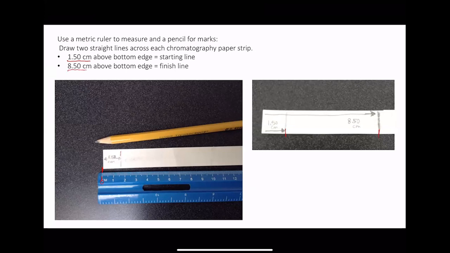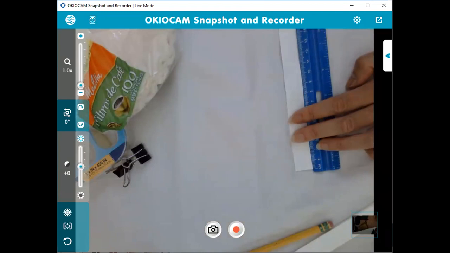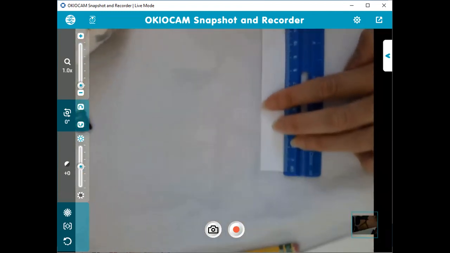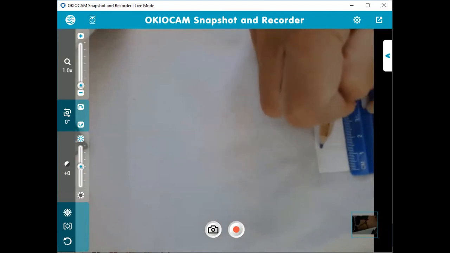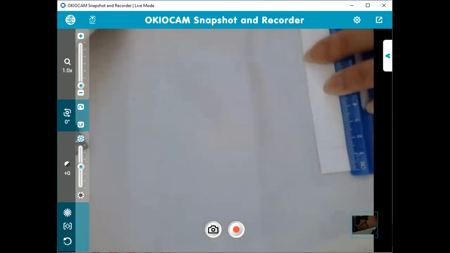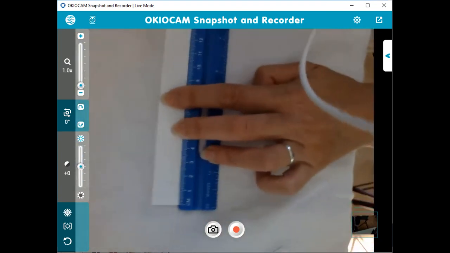So I'll show you this on my live camera. So I've got this 0 mark. And then I'm making a mark at 1.5. It doesn't have to be exact, but all you have to do is write a line straight across. Okay. And then let me turn this so that it's not upside down.